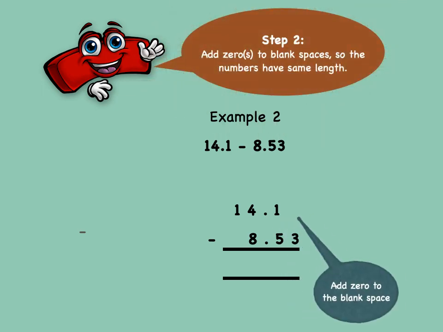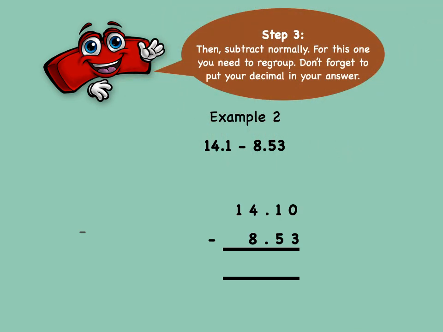The next step, we need to put the blank spaces here. Okay, the blank spaces here, we need to fill with 0. You need to remember this. If you do not put 0, most likely your answer will be 3 here, which is wrong. Okay, you need to put 0. Okay, that is step number 2. And then step number 3, then you can start subtracting as usual.